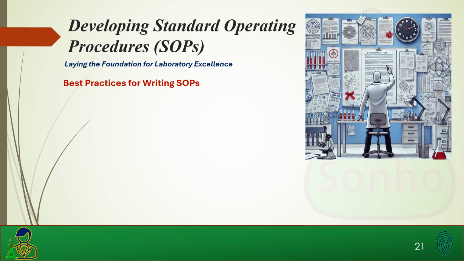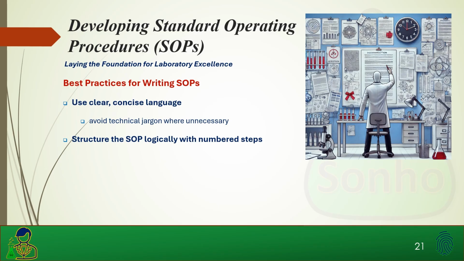So, best practices when writing SOPs. Use clear and concise language. Make sure that what you're putting down is clear and understandable. This is important because you want to avoid technical jargon when unnecessary, because you want it to be understood. You want it to be clear-cut to your staff what to do in the situation. If A happens, then we do B. If B happens, then we do C. If C happens, but it looks like this, then we do E. It's important to be very clear and use very concise language.